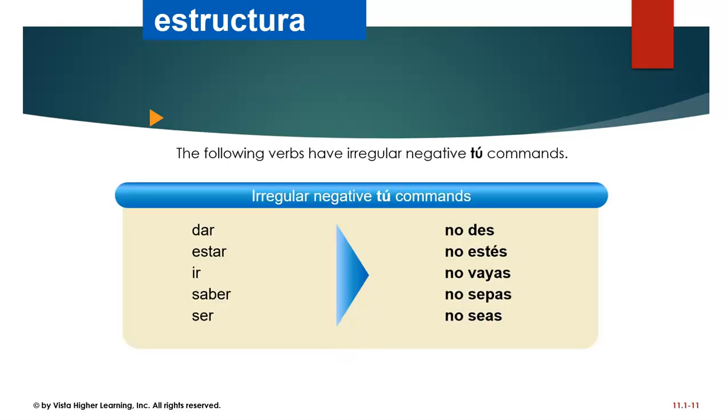Now, these were the ones I was going to mention earlier, in the sense that these verbs do not end in O in the yo form, because we have doy, estoy, voy, sé, and soy. So these ones are completely irregular. These are the ones you have to memorize. So no des, no estés, no vayas, no sepas, no seas. So those are the ones that we want to memorize.